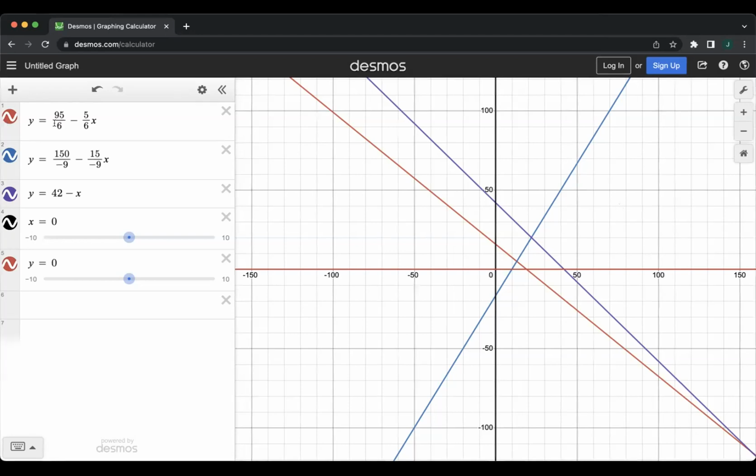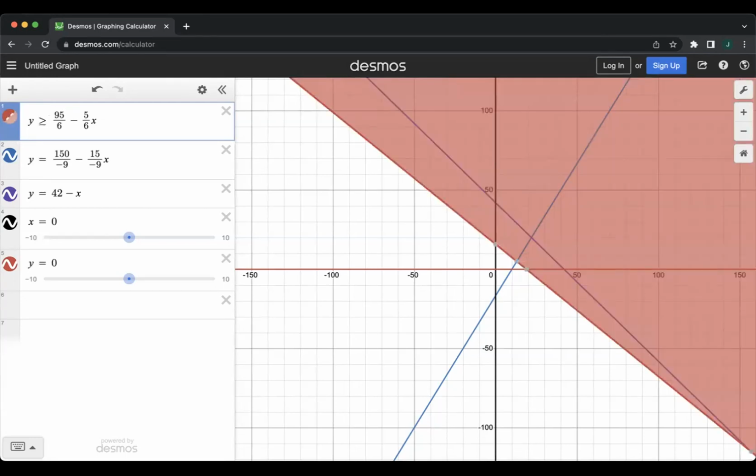So the first equation here, if you recall, this was a greater than or equal to. So I can show you what that would look like in Desmos. Right, so we would need to shade above that line because we're looking for values that are equal to the line or bigger than it. So the line is solid, and then we would shade above.